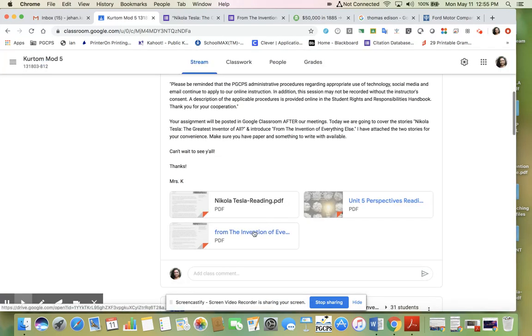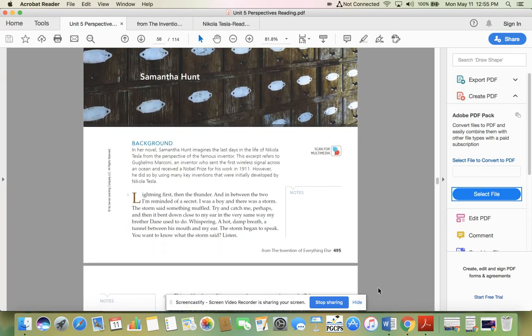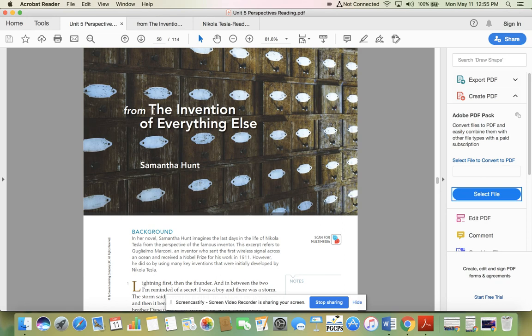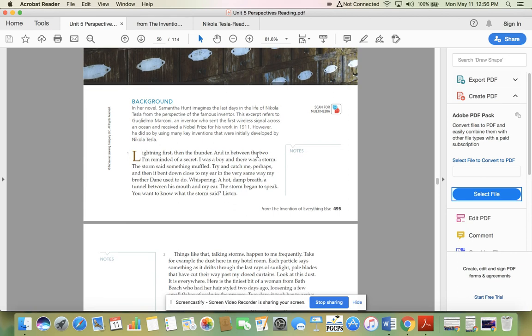The other one that you are going to work on your own is going to be The Invention of Everything Else. And as I stated before, it is a lengthy article. The Invention of Everything Else is a novel written by Samantha Hunt. And if you'll notice here, it says "from" in front of it. So this is an excerpt of part of the novel. Or what they did is they took a lot of the novel out and condensed it to summarize what all of it was about for you.